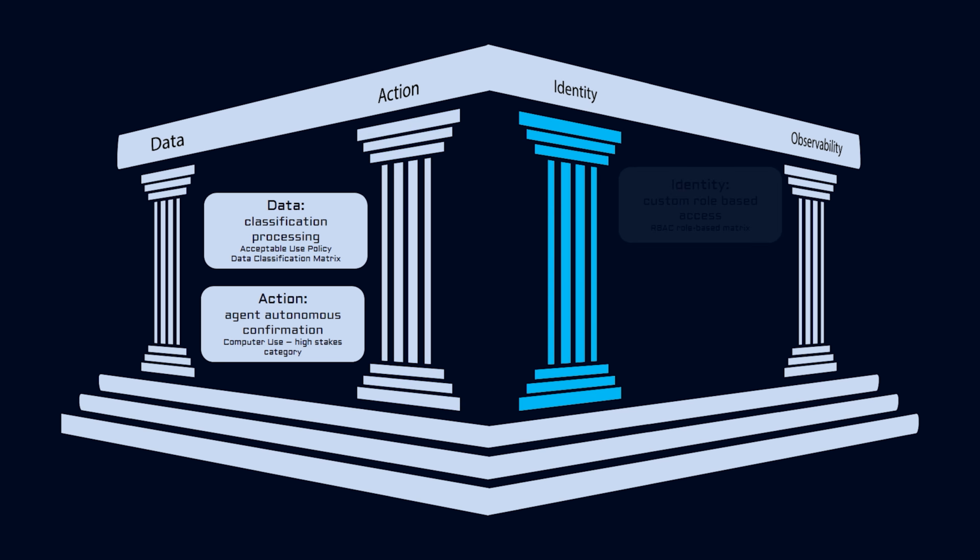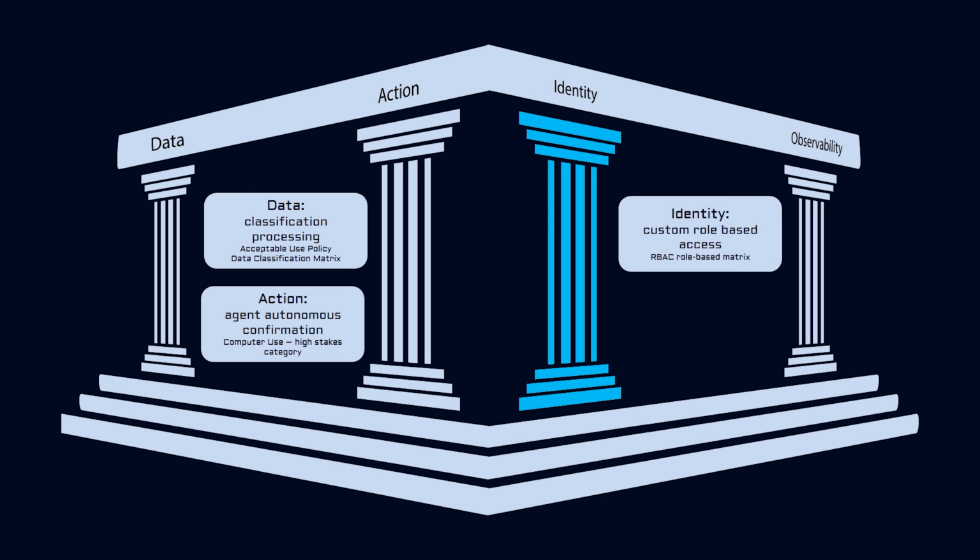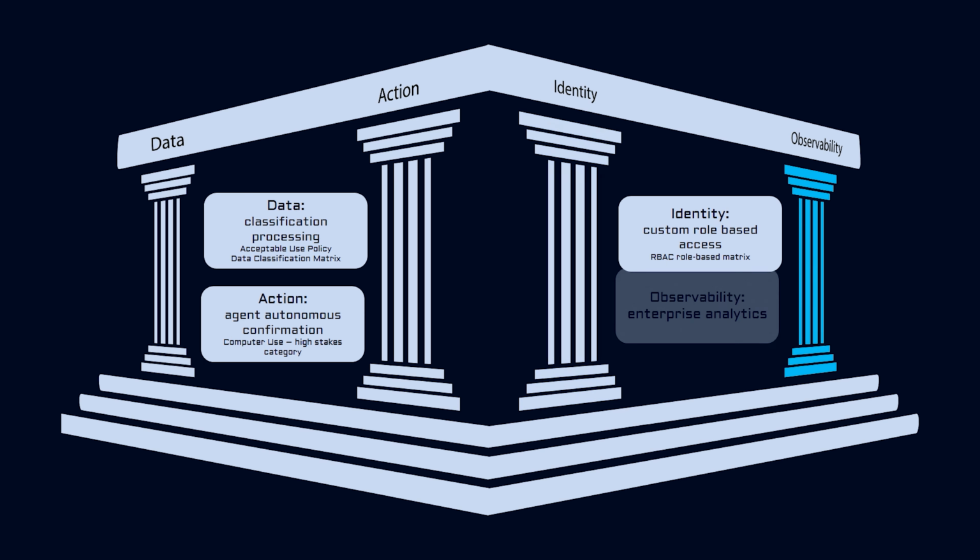The identity pillar names who has access to what within Cowork. Custom role-based access controls are an enterprise-tier feature that became available with the April 2026 GA release. The operational document for the identity pillar is the RBAC role assignment matrix. The observability pillar names how the pilot will know what happened. This is where the Enterprise Analytics API, OpenTelemetry Export, and group spend limits live.